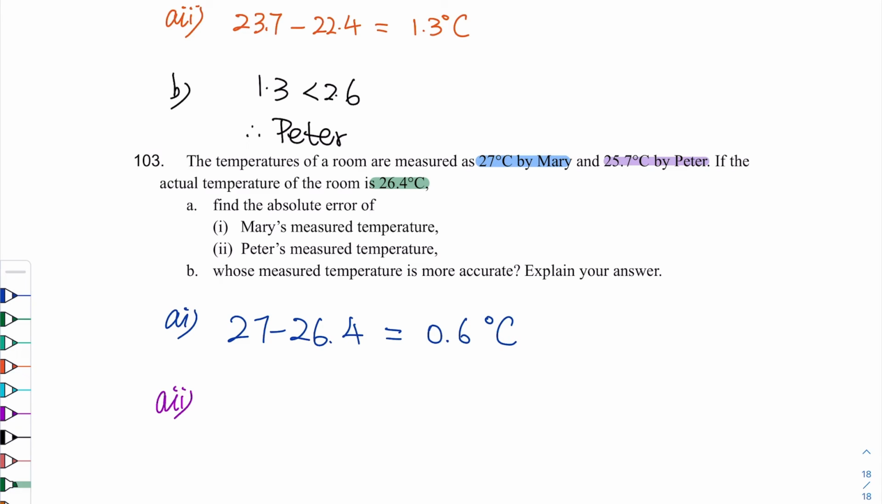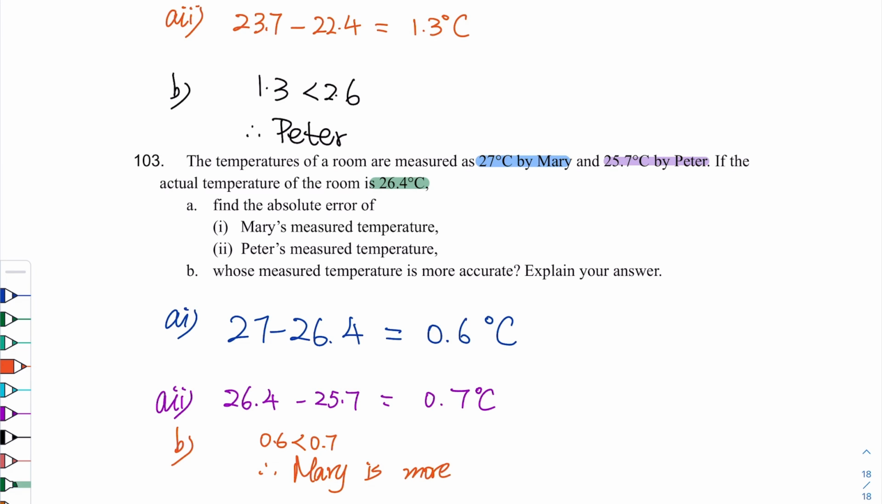Okay, Peter is this. This is the bigger number minus the smaller number. And what do you get there? 0.7 degrees. So can you now tell me which one is more accurate for part B? Accurate means the lesser error, the lesser mistakes. So which one has lesser mistakes? Of course, the first one. 0.6 is smaller than 0.7. So this time, luckily, Mary is more accurate. Or else Peter is always more accurate.